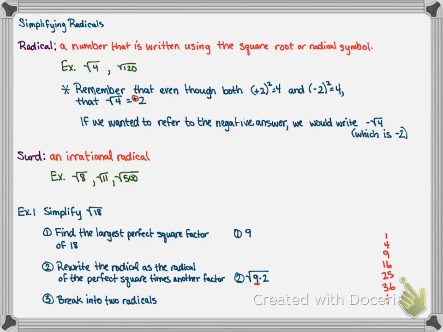Third step, break this into 2 radicals. So the square root of 9 times the square root of 2. And then simplify the first radical, which is why I put my perfect square one first. So the square root of 9 is 3. I still have my radical 2. So radical 18 simplifies to 3 radical 2.